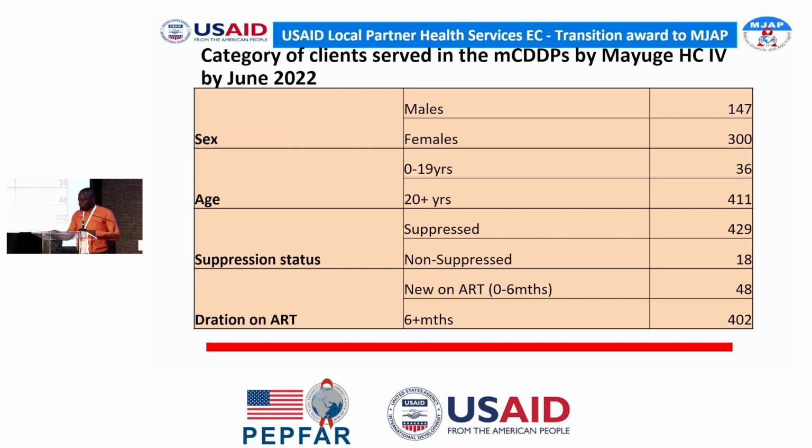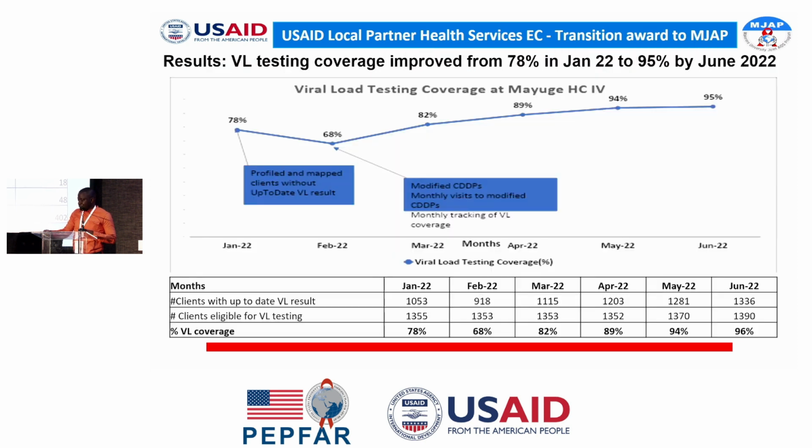The categories of clients served in this modified CDDP, as you can see, include males and females, suppression status, and duration on ART: those newly on ART and those on 6 months plus. After implementing all those interventions, we realized this was a quality improvement approach. Looking at February, when the modified CDDP was being implemented with monthly visits to the modified CDDPs, there was an improvement from 78% viral load coverage to 95% as of June 2022.